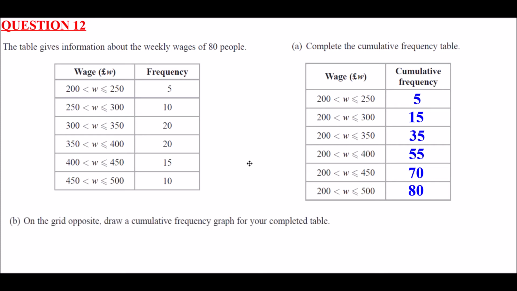Part B, of course, is using the grid opposite on your exam paper to draw a cumulative frequency graph for this table we've just done here. So if we just say bye-bye to the table for a moment, we'll put it back in a moment, but if we just say hello to the graph, which is here, and of course we need that table of values to plot from.